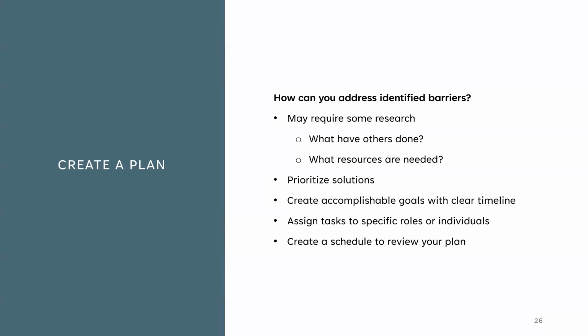And then once you have prioritized and have some top things that seem feasible to you, go ahead and create some specific goals for yourself with a clear timeline, assign tasks to specific roles or individuals within your organization, and then you have your ADA access plan. Make sure that you set up a schedule to periodically review your plan to see both if the goals are being reached or if you need to adapt things as needs or technology change.